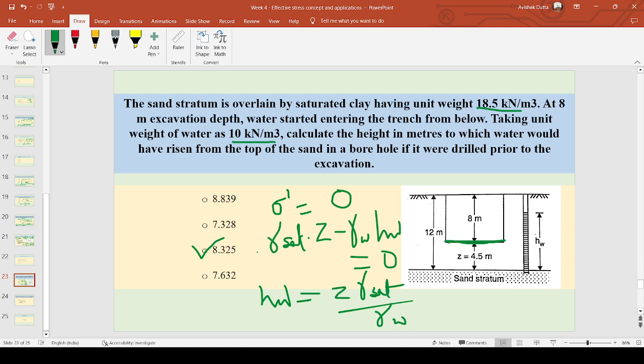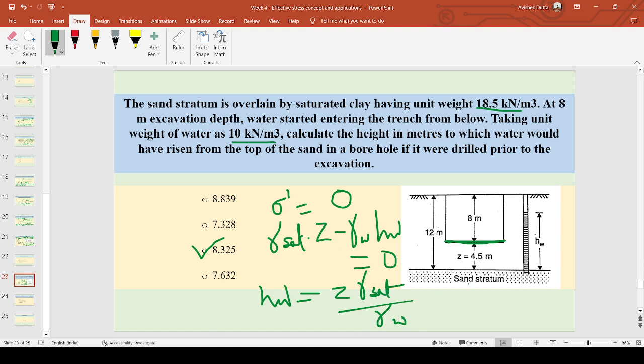So here we have to remember that as the water starts entering the trench below, the level of water was initially higher than the depth of the trench. And to find out that, we have to equate the effective pressure equal to 0. And effective pressure means gamma sat into Z minus gamma W into the height of water in the borehole.